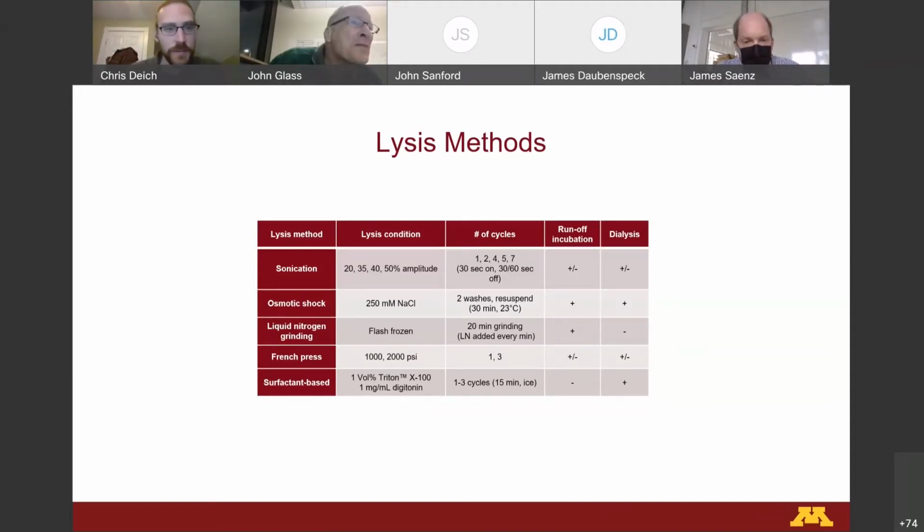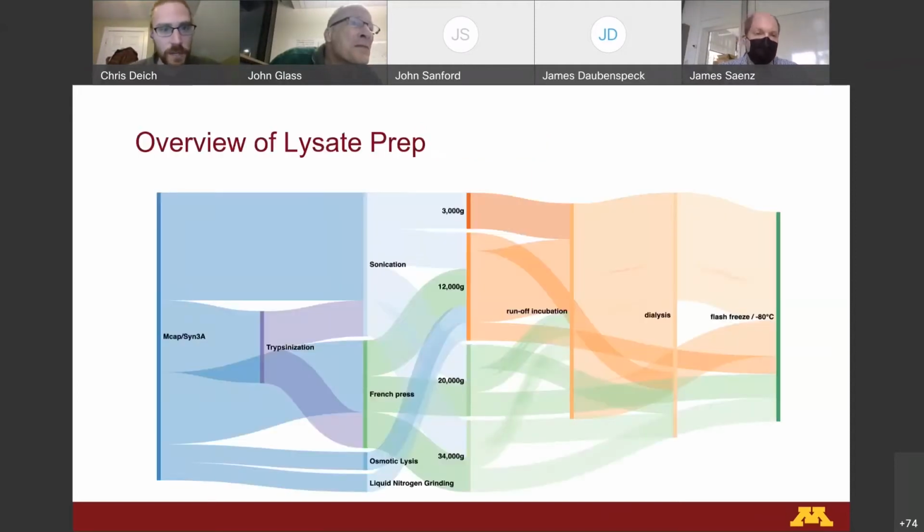And just to give you a nice visual of all these different methods that we used to produce extract, this is a Sankey graph mapping out some of those things: different centrifugation forces, with and without runoff, with and without dialysis, with and without flash freezing. But yeah, we basically threw the kitchen sink at the lysate, trying to make functional cell-free extract.